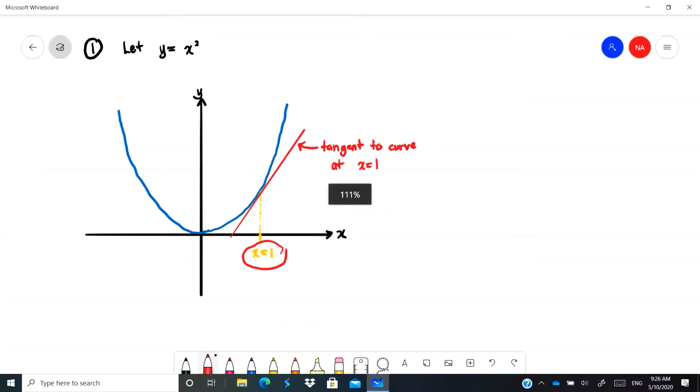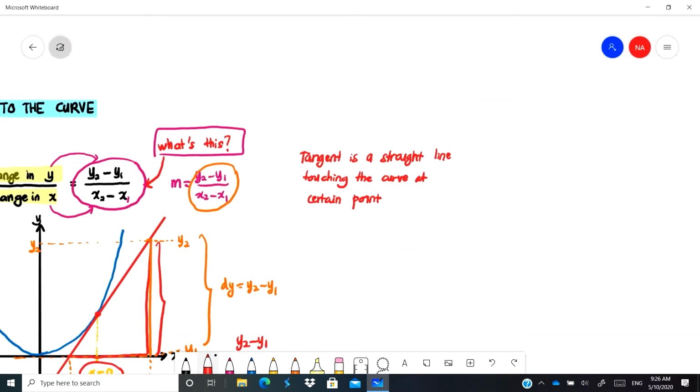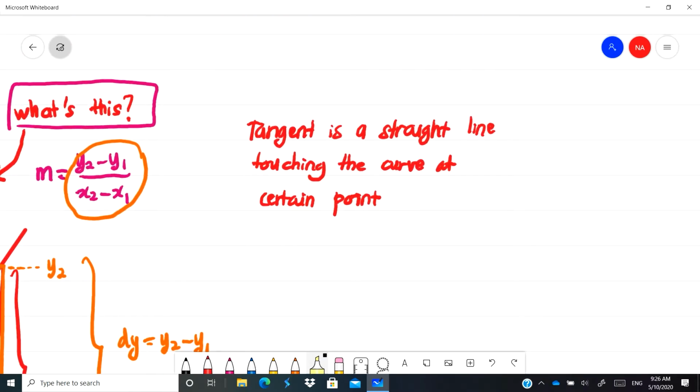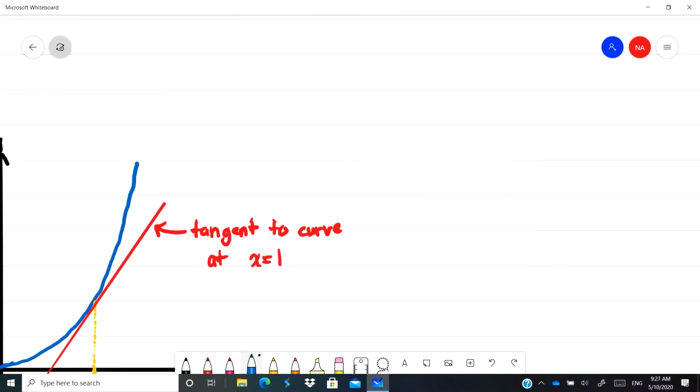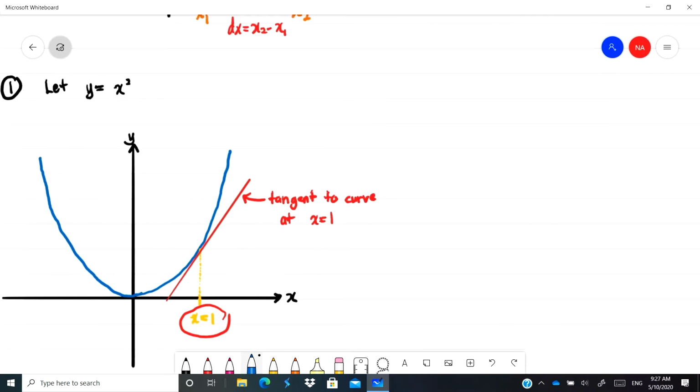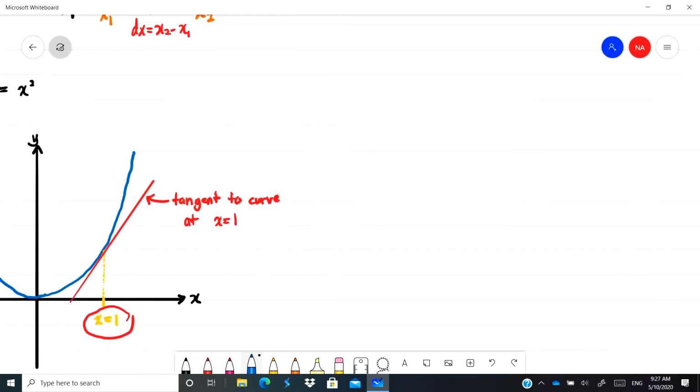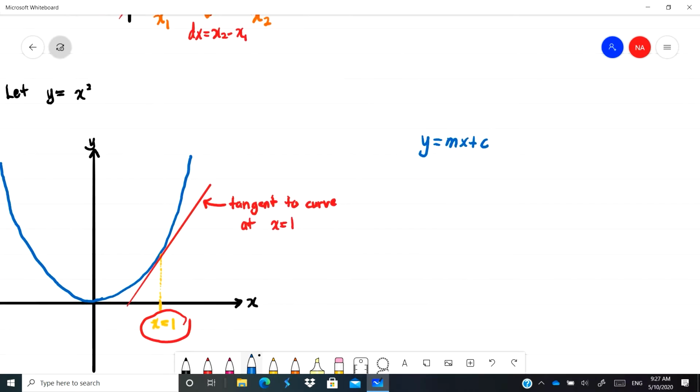We know that a tangent is a straight line. When you talk about a straight line, you recall the formula for a straight line, which is y equal to mx plus c. If the question asks you to find the equation of the tangent to the curve, you should start with y equal to mx plus c. Why? Because it is a straight line. So we want to find the equation of this line.